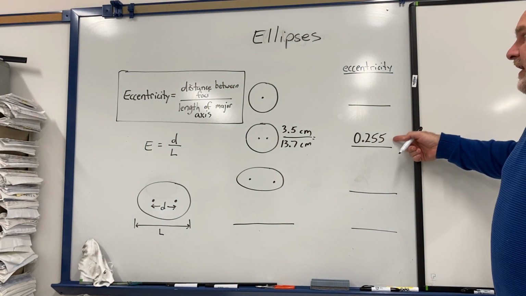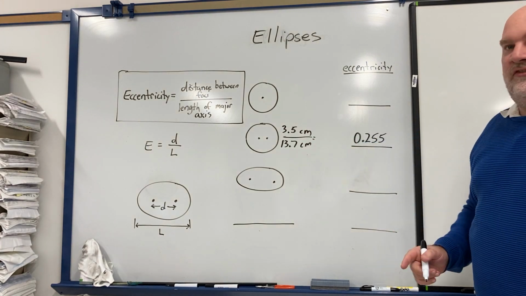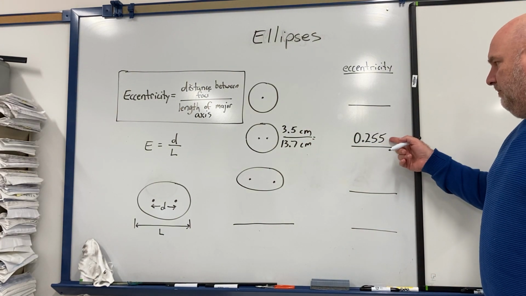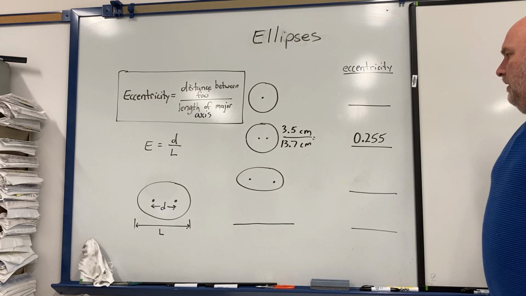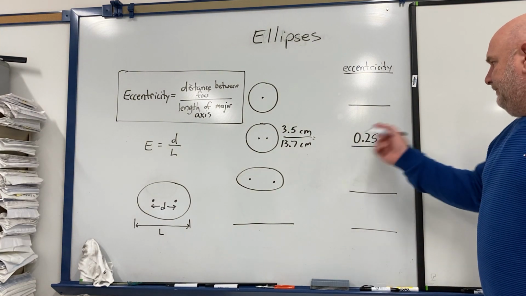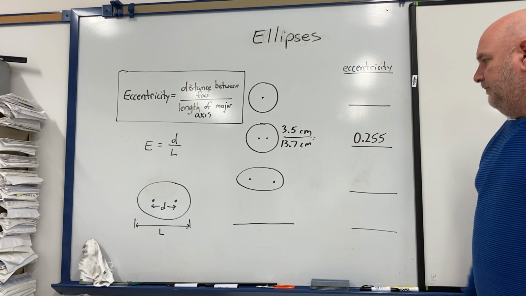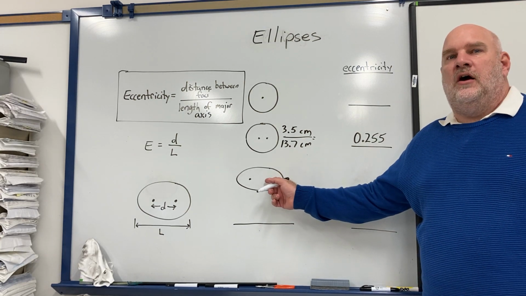There's no unit on eccentricity because centimeters divided by centimeters cancel each other out. So it's just a number. There's no units on that. All right, that's a great number. What does it mean? Well, let's do this one here and see how it compares to this one here.